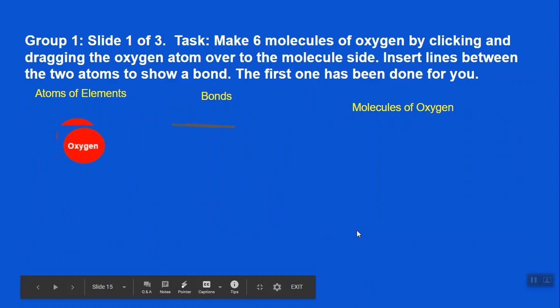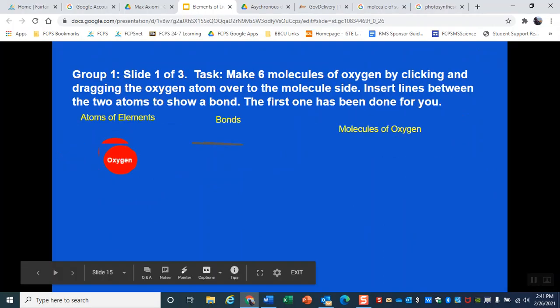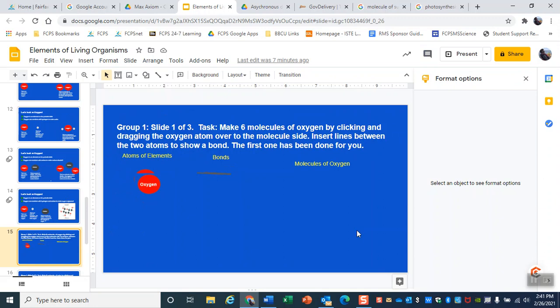All right, so you guys are going to group up and complete 3 different slides. You're going to make these different molecules of photosynthesis. But you're just going to make 3 out of the 4. We're not going to task you to make the glucose one because it is a little bit more complicated.